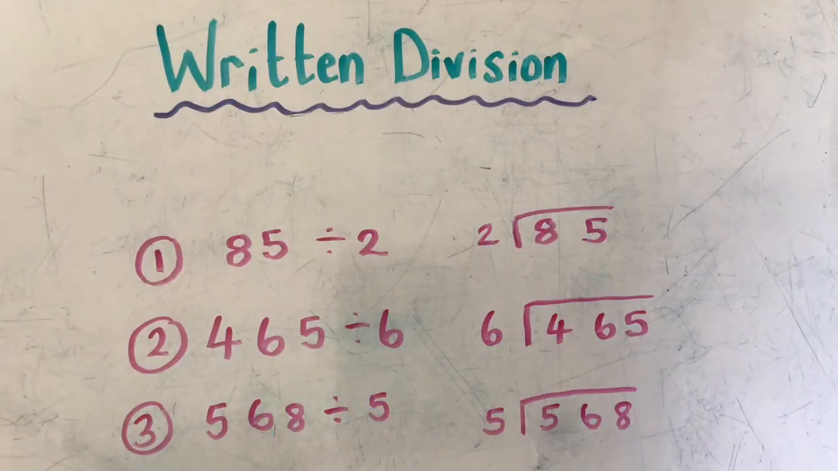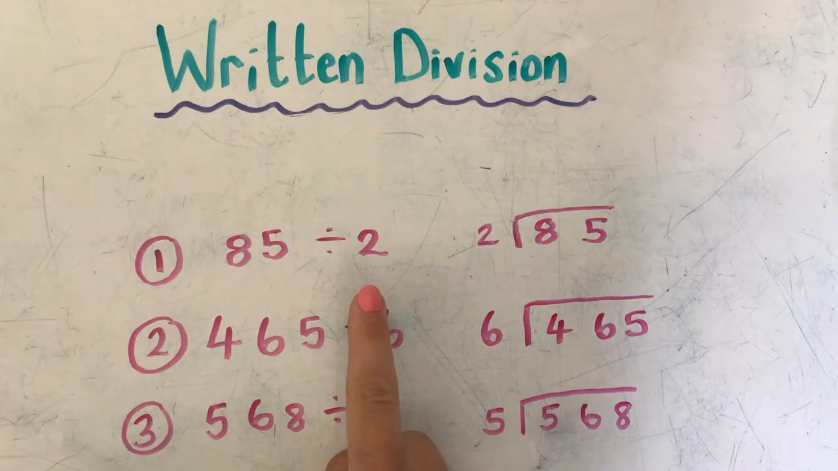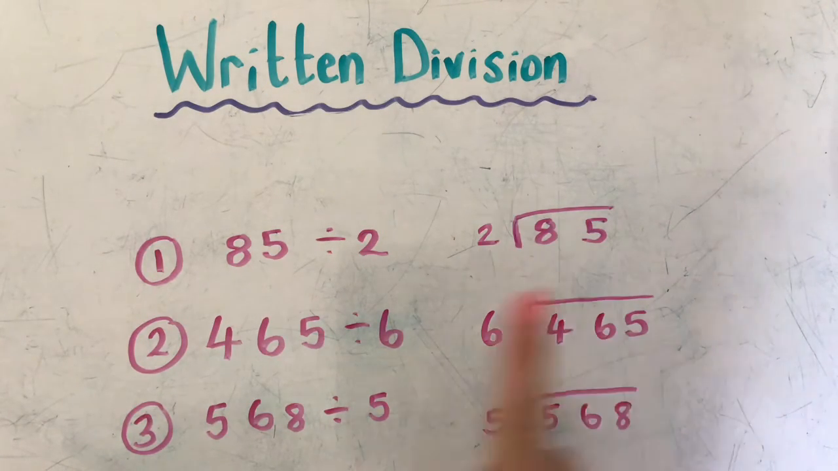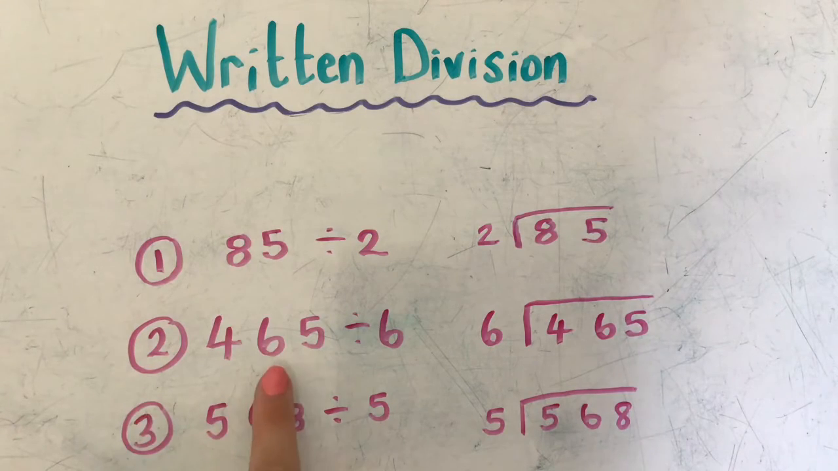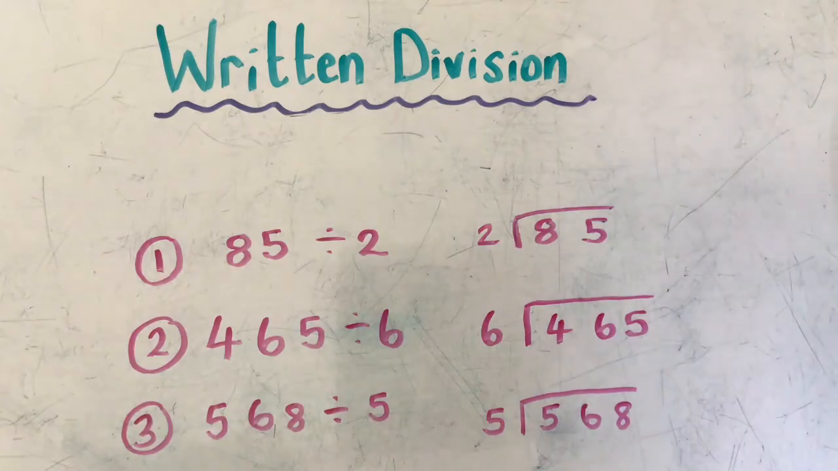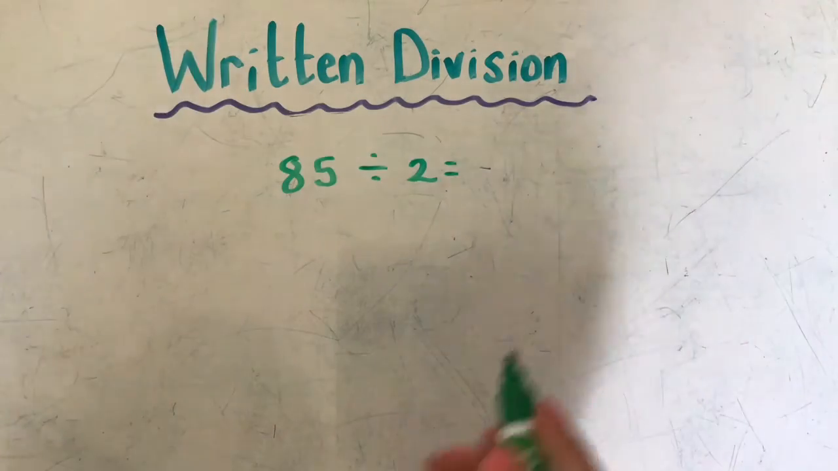I want you to pause the video at this point and have a go at these 3 questions. So the first one is 85 divided by 2, and your question should look like this on your page. The second one is 465 divided by 6, and your third question is 568 divided by 5. I'm going to go through the answers once you've had a go at them yourself. So let's have a go at these questions.